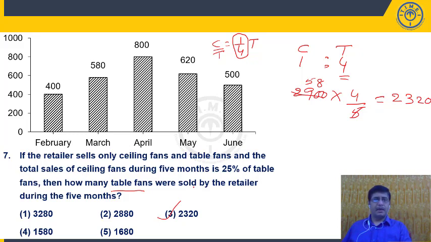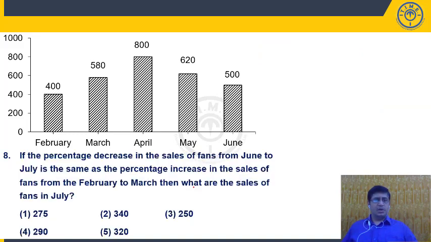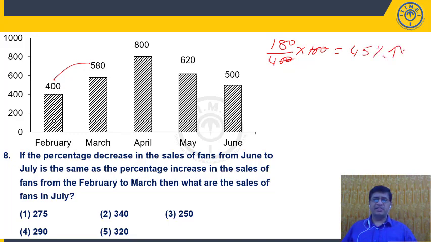Okay. Look at the next example on your screen. If the percentage decrease in the sales of fans from June to July. Now it is June to July. What is it saying here? The percentage decrease in the sales of fans from June to July is the same as the percentage increase in the sales of the fans from February to March. Now February to March, what is the percentage increase? Percentage increase means difference by smaller value into 100. Now simplify this, 0 to 0 we can cancel. Now the result is 45%. The percentage increase is 45%.